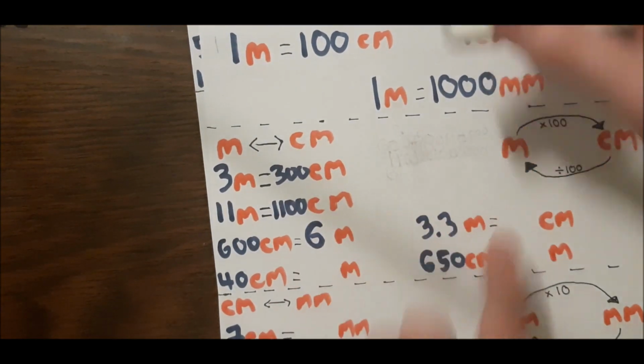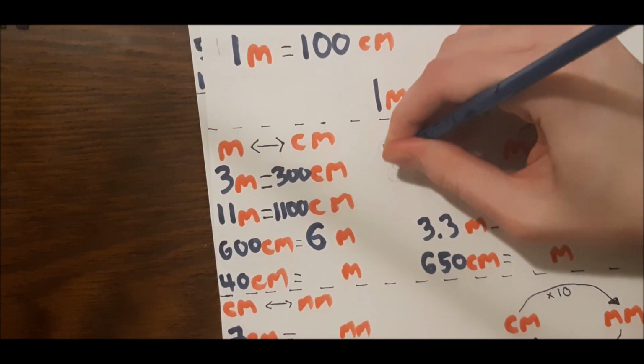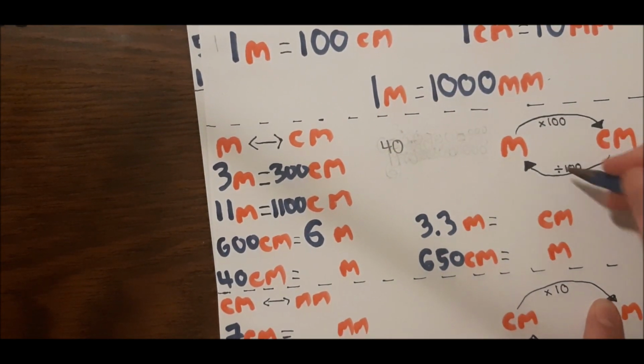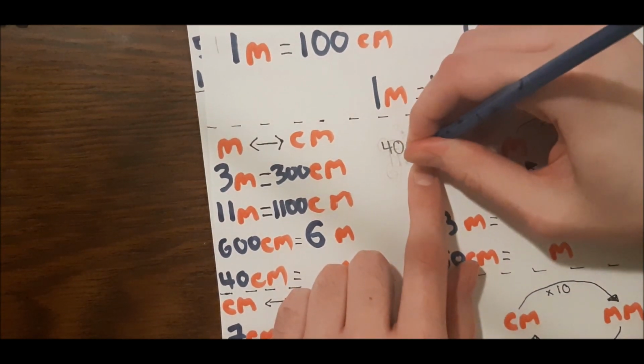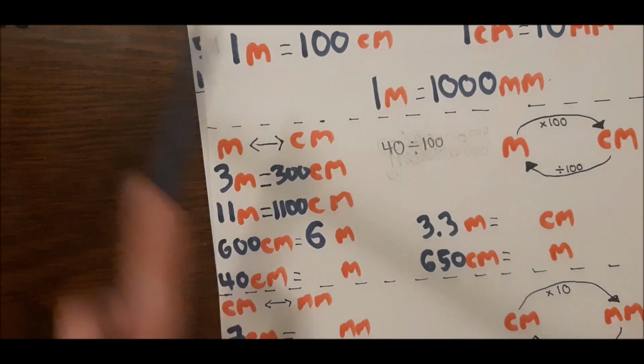My workspace is getting a little muddled here. Oh well. Okay. We've got 40 centimeters. We want to go to meters, so we have to divide this by 100. Now, this one is not very easy to do in your head. Good thing we're not relying on that. We've got our decimal trick.